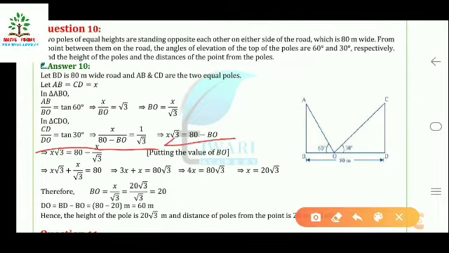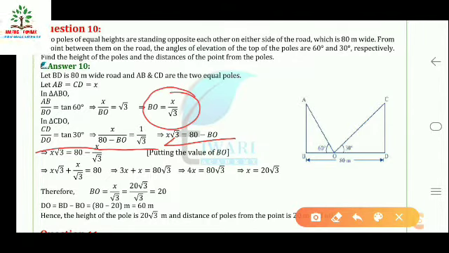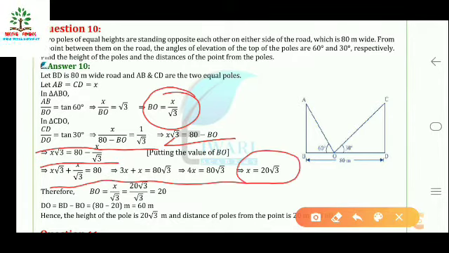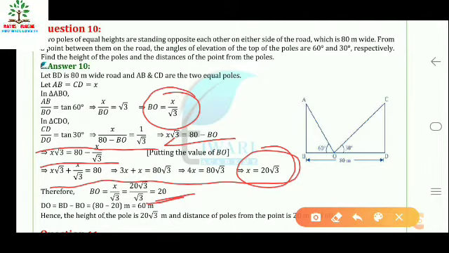So here we are getting X root 3 is equal to 80 minus BO, and we know the value of BO is X over root 3. Just putting the value here and solving this equation, we'll get the result X is equal to 20 root 3. Therefore BO is equal to X over root 3, that is 20 root 3 over root 3, which is equal to 20. Likewise, DO will be BD minus BO, that is 80 minus 20 is equal to 60 meter.